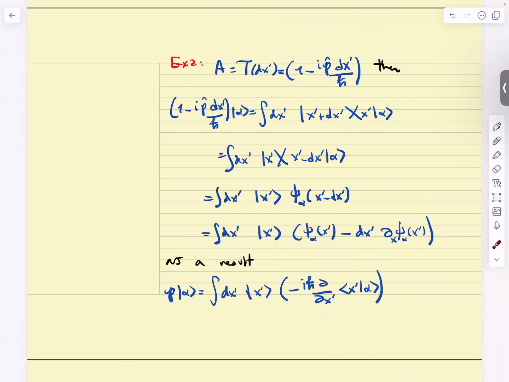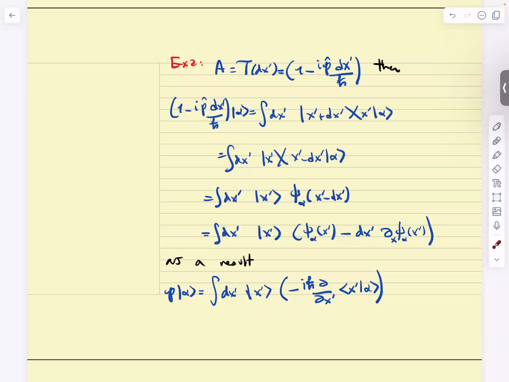Recall what we talked about last time, the translation operator, T of dx prime. We showed that this infinitesimal translation operator is 1 minus i p hat dx prime over h bar, where p hat is the momentum operator. I can't emphasize this enough: h bar had to be there. We argued for that. You can't have quantum mechanics without h bar. It's absolutely required, and we saw that.